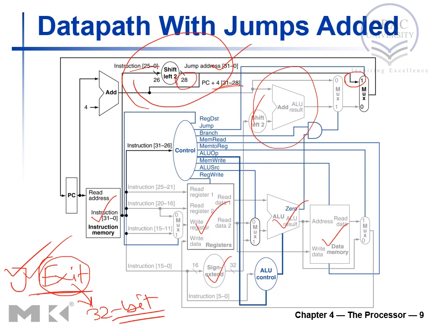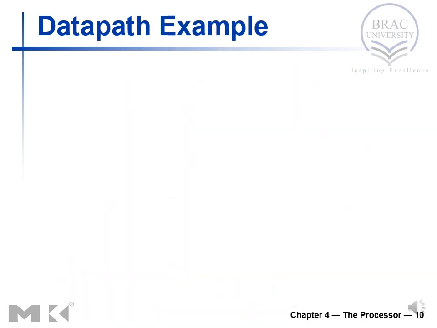So we should remember that in case of jump address, we do not need register file, we do not need ALU, we do not need any data memory. This part performs the concatenation and generates the 32-bit jump address where the pointer should go and fetch the next instruction from.